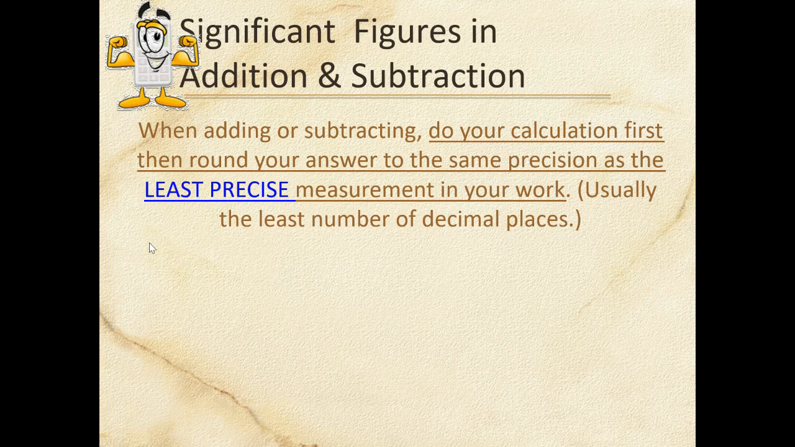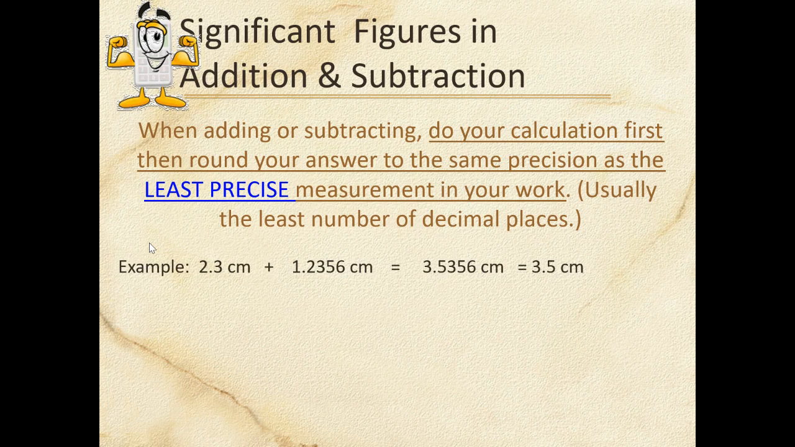Significant figures in addition and subtraction. When we manipulate numbers using addition, subtraction, multiplication, and division, it determines how many significant figures we can carry. For example, if we're adding 10 plus 10.00004, how many sig figs do we carry our answer out to? There are rules for these. When adding or subtracting, do your calculation first, then round your answer to the same precision as the least precise measurement in your work. So usually this is the least number of decimal places.